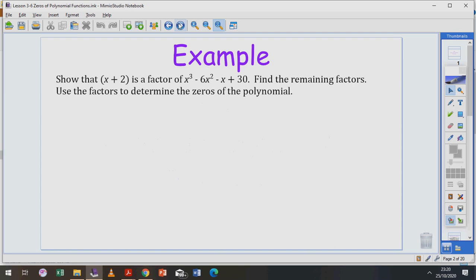I hope you remember from the previous lesson, we found that if a polynomial f of x is divided by a divisor, say x minus k, and this divisor is a factor of the polynomial, then the remainder will be 0. The remainder will be 0.